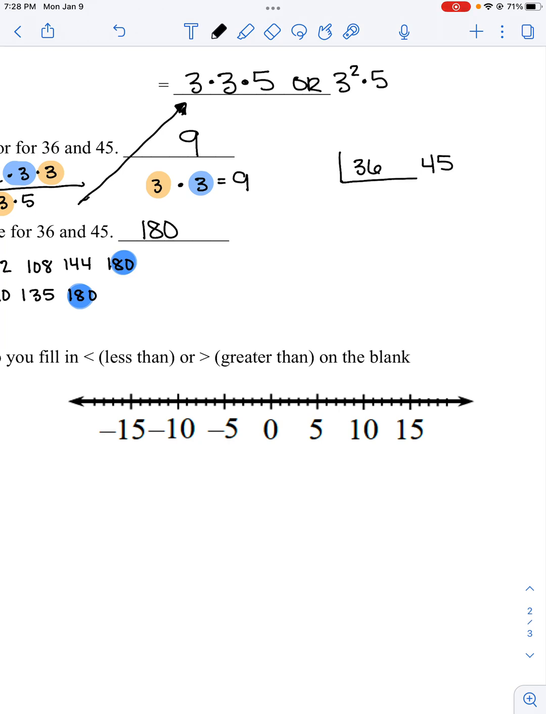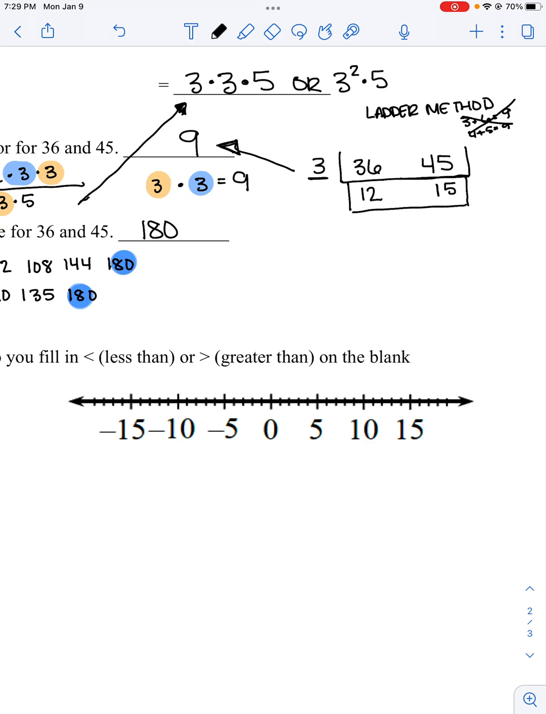I have 36 and 45. Okay, so we've seen this before. It's the ladder method. I have to find a factor that goes into both 36 and 45. Now, I know that 9 goes into it, but if I didn't know that, I could use the divisibility rule for 3s to say, well, 3 plus 6 is 9, and 4 plus 5 is 9, and I know that 3 goes into both of those numbers. 36 divided by 3 is 12. 45 divided by 3 is 15.